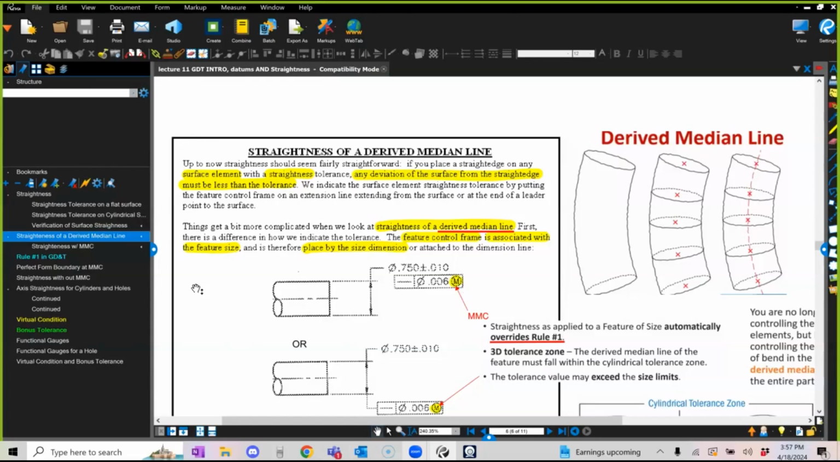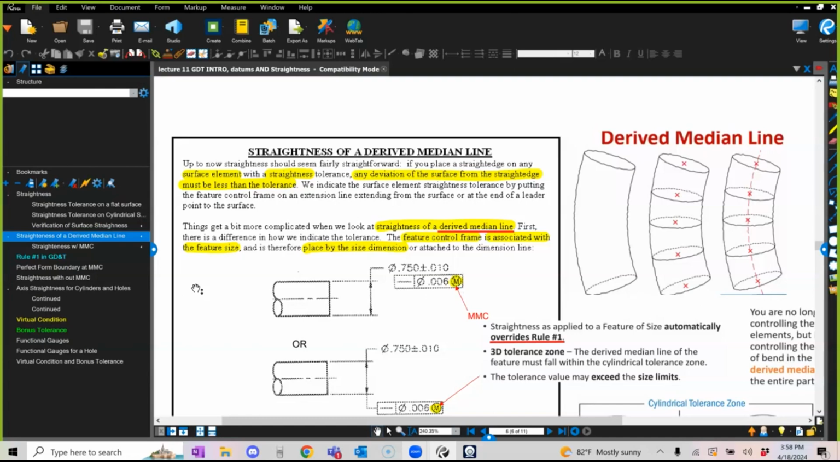Well, do you remember the envelope principle that I just told you about? When I have a feature control frame of straightness applied to a feature of size, it automatically overrules rule number 1. So you cannot use it. You're allowed to move out of your envelope. In other words, whatever the envelope was before, I get to open it. That makes sense? Okay.